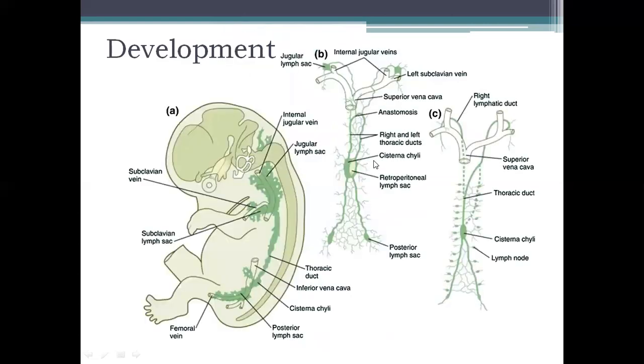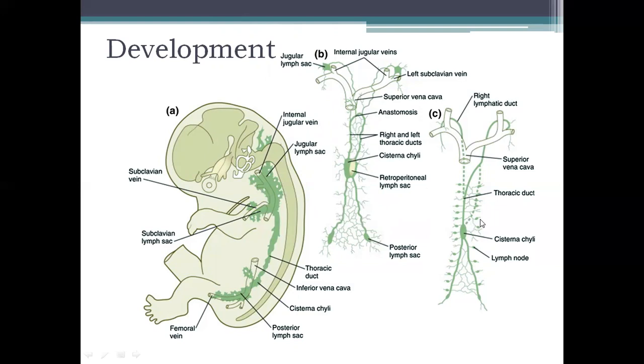Okay, on to the development. There are totally 3 stages of development of the thoracic duct. First, we can see a network of lymph channels in the fetus. In front of the thoracic part of the vertebral column, we can see a lymph channel. Then stage 2: we'll have 2 longitudinal lymph vessels, one on the left and the other on the right side.